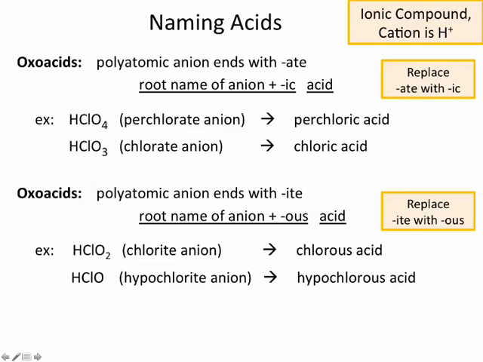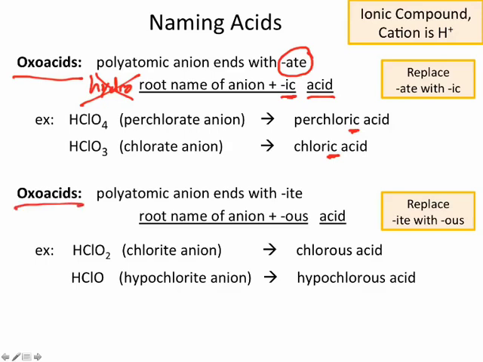Now our second case is oxoacids. And with oxoacids, then you still have some decisions to make. If your polyatomic anion ends with ATE, then you put the root name of the anion plus IC, and then you put a space and then acid. Note that there's no hydro in front here. Okay, so you take the perchlorate anion, and this becomes perchloric acid. You take the chlorate anion, it becomes chloric acid, just like that.